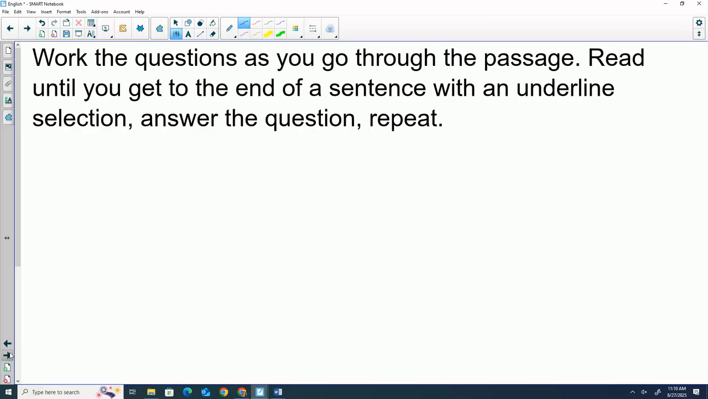When you're doing those, also, as we worked through them, we were reading our passage and answering the questions at the same time. That's what you want to do there. It's not one where you want to read the entire passage and then go and try to answer all the questions. When you get to an underlined part, jump to that question and answer it as you go.